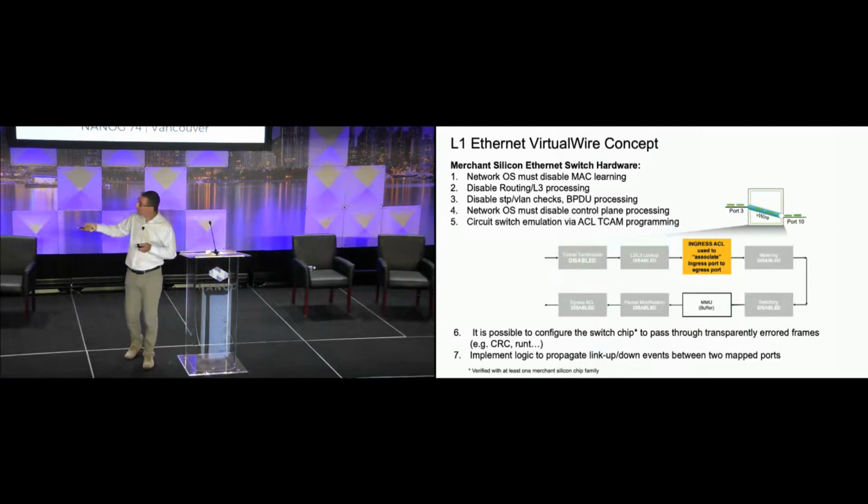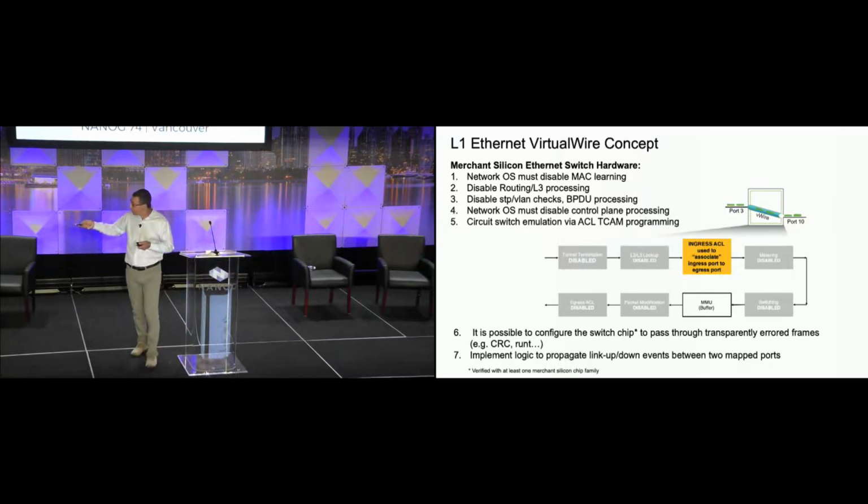Also, I want to point out that at least the devices we experimented with allow you actually to turn off error frame processing. So you can actually transport CRC error frames, Ethernet frames. You can also transport runt packets, small packets. So you can really emulate a true wire in terms of transparency even to packet errors.